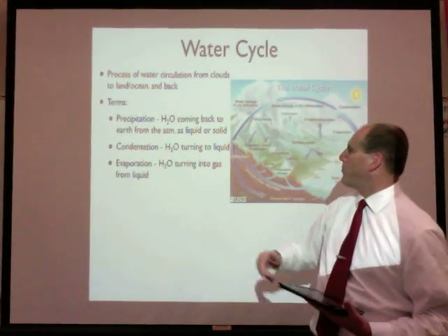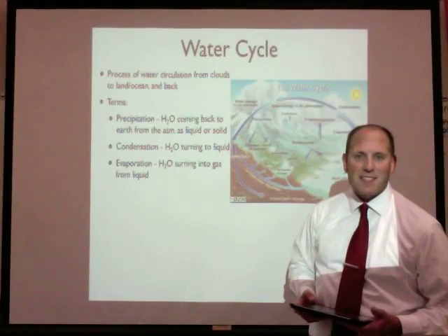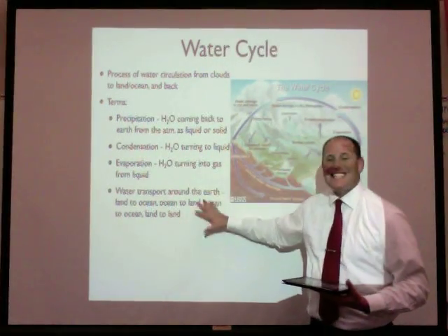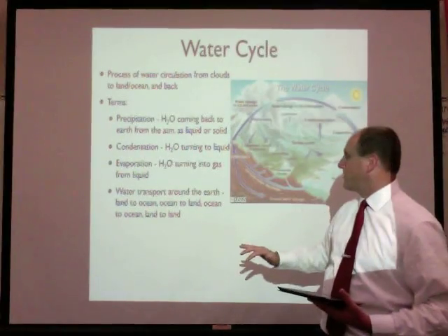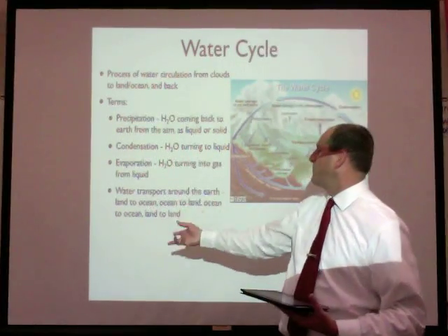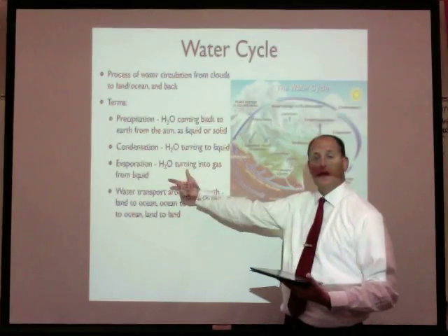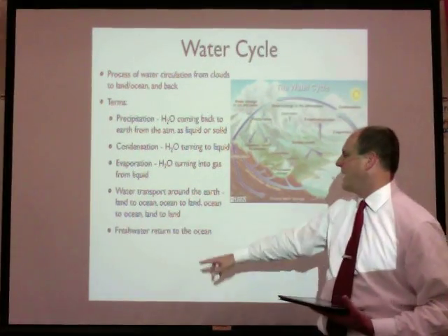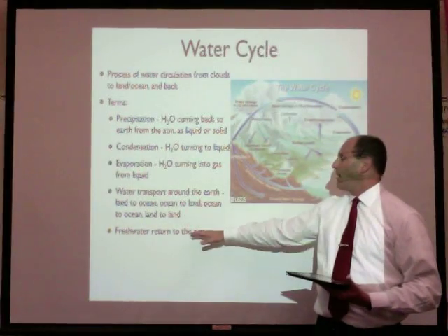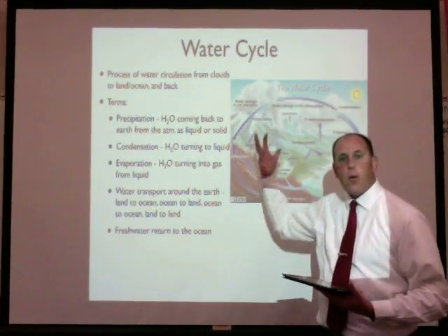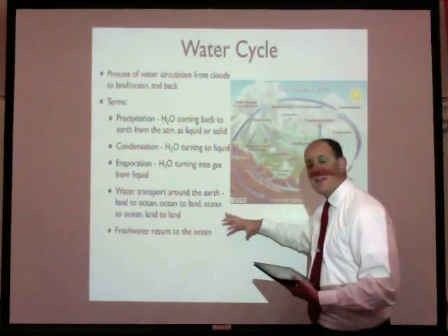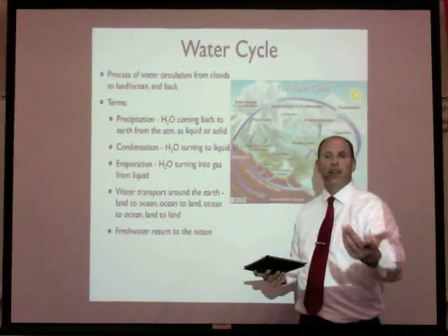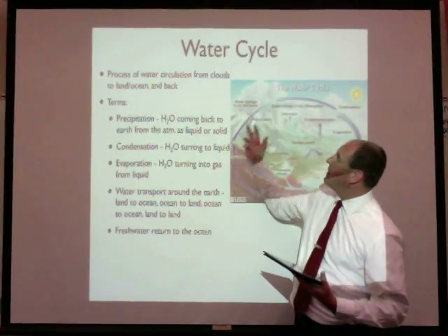Then we have evaporation, where the H2O is turning into a gas from the liquid. This water, once it's in the atmosphere, is transported around the earth. Transported from land, where it can evaporate from the land back to the ocean. Goes from the ocean, where it evaporates, to the land. Goes from the ocean to the ocean, and land to land. Now, there is a freshwater return to the ocean. When that water falls down onto the land, it flows back to the ocean in the form of rivers, streams, creeks, etc. So this is part of this water cycle.